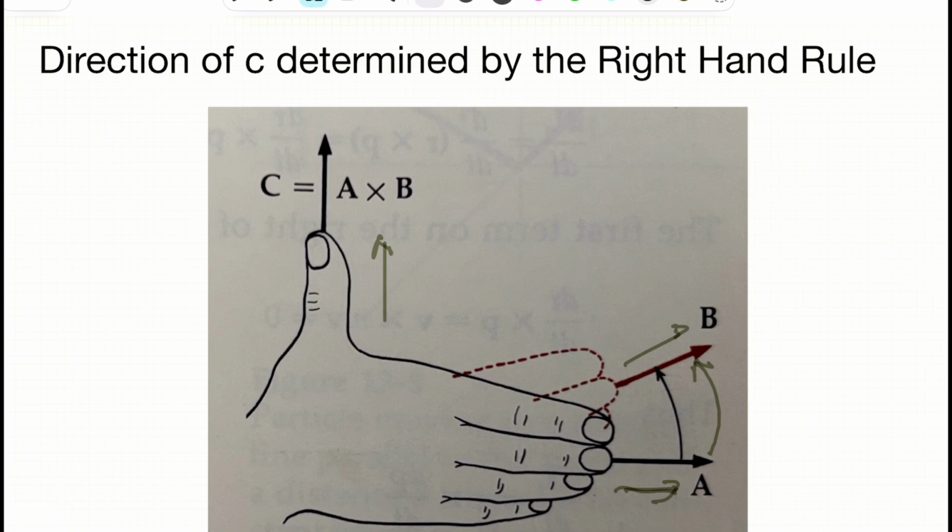Now, to determine the direction of C, we use what's called the right-hand rule. And you'll see this in other areas. You put your hand in the direction of the A vector, then you move it towards the direction of the B vector, and then your thumb goes in the direction of C. You have to use your right hand. It's one way of telling which direction the C vector is going to go. It's called the right-hand rule.